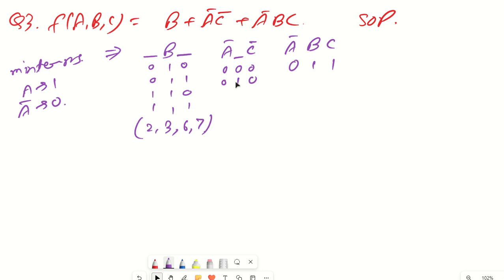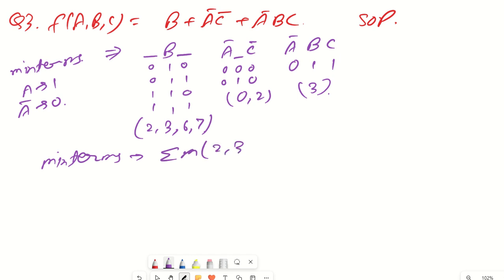Similar to that, this one I will collect 0 and 2. So I will collect it as 0 and 2, and here it is 3. So the min term expression will be summation of min terms of 2 3, then 6 7 0, and again 2 3 are coming, so that will be removed. If you want, you can sort it or write it in proper fashion, 0 2 3 6 7.